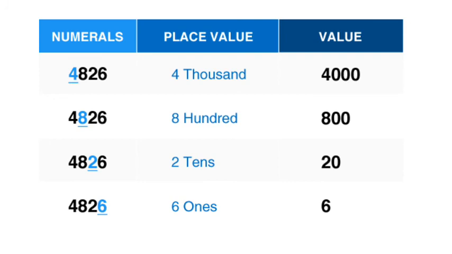Now in that number, what is the place value of 4? Not 4 as in the number, but where it is now. Taking it from the right, we have ones, tens, hundreds and thousands: 6 ones, 2 tens, 800 and 4000. So the place value of 4 in that number is 4000.